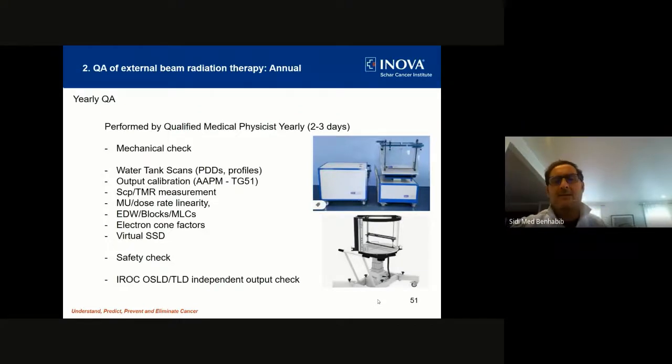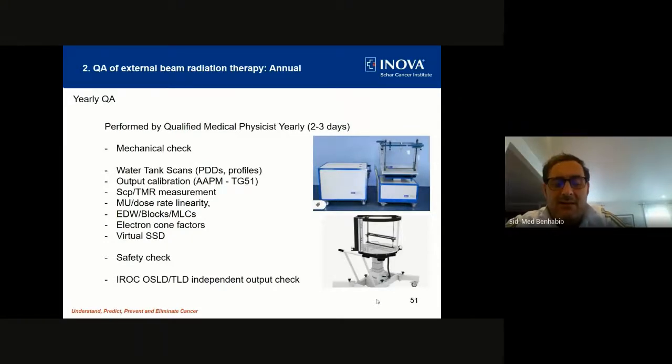So basically, this is what we do on a yearly basis. We use the IBA or the Sun Nuclear cylindrical shape water tank. For the dosimetry part, we do scans, PDDs and profiles. After that, we do TG51, and we have to compare with our baseline. TG51 is the machine calibration.